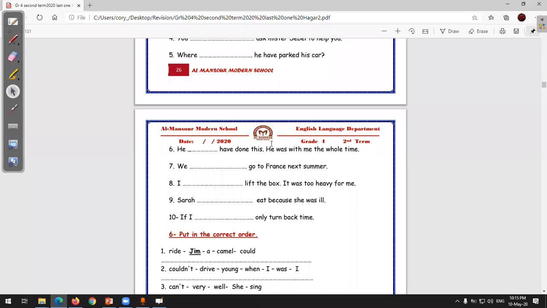Couldn't. Excellent. Because he was with me the whole time. This is an opposite sentence, so we can't use could in this sentence.